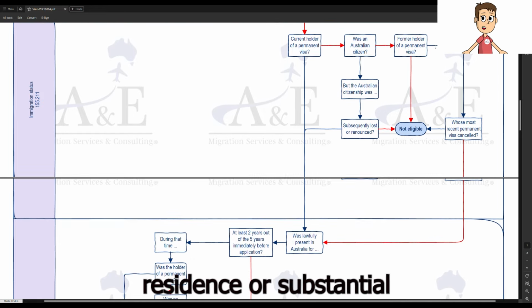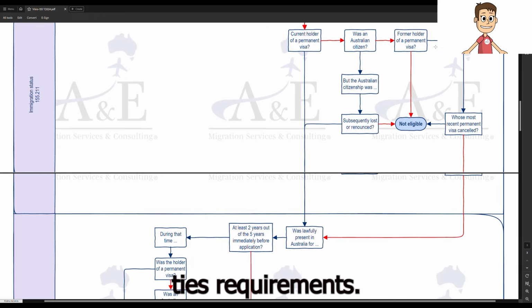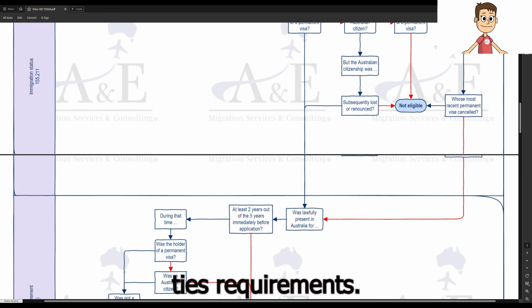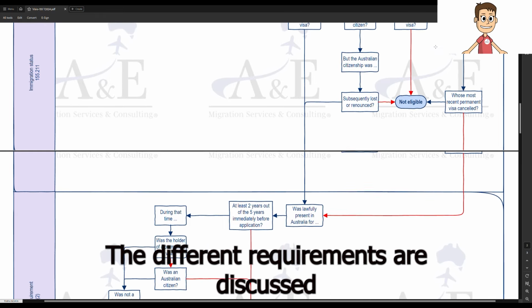You need to meet the residence or substantial ties requirements. The different requirements are discussed as follows.